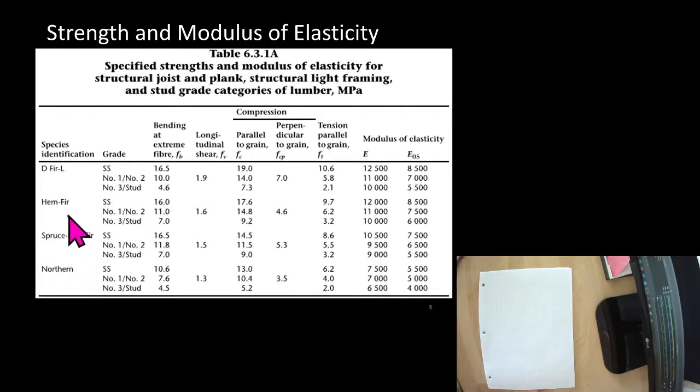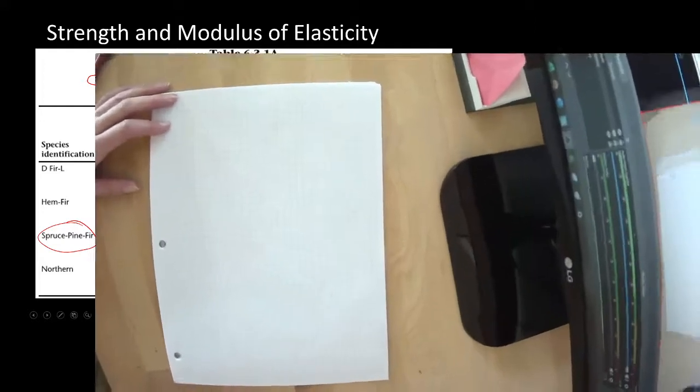We know that we had spruce pine fir, structural joists and planks. We know we have number one, number two, and that we need FB, FV, and E. So it looks like these are the values we're going to need to follow through on these calculations. So let's start writing all that out.